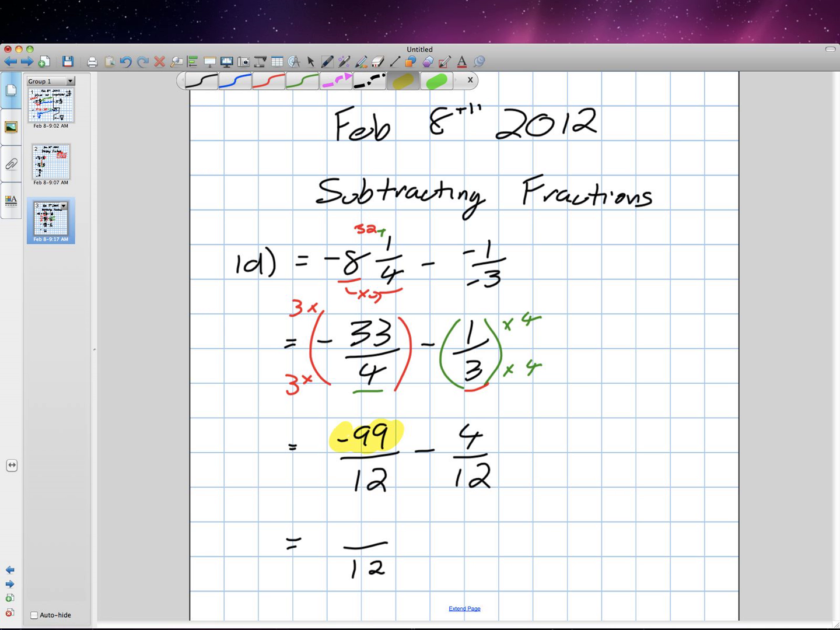What I want to do next is I just want to focus on the numerators and the sign between them. Essentially, think of it like we're just going to work with negative 99 subtract 4. Just working with the top to figure out what the other numerator is going to be. So what will negative 99 subtract 4 be? Is it going to be positive, negative? Negative what? 103. So our answer in the end is a negative fraction and 103 on top. So our answer is negative 103 over 12.